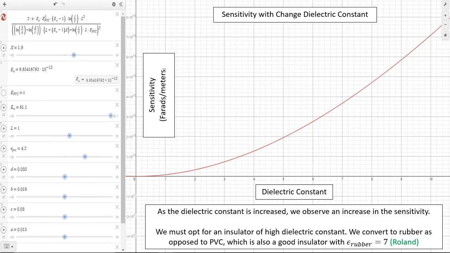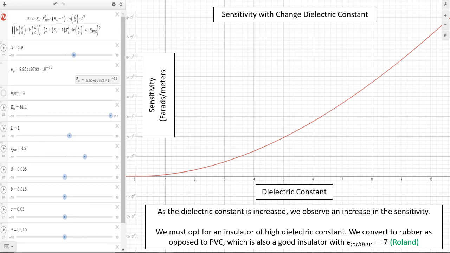The following graph presents the value of sensitivity, which is also measured in farads per meters, with respect to change in the dielectric constant value of the insulator. Notice that as the dielectric constant is increased, we observe an increase in the sensitivity. Therefore, we conclude that we must opt for an insulator of high dielectric constant.